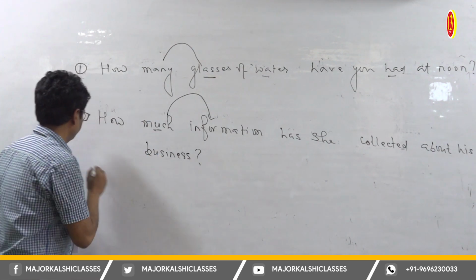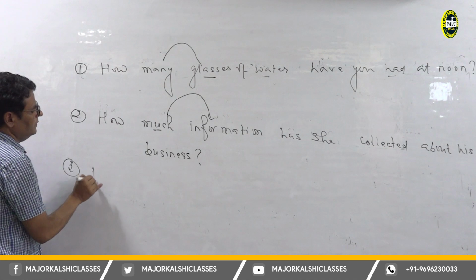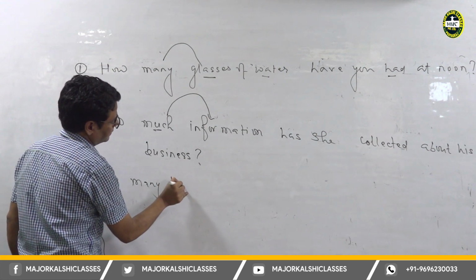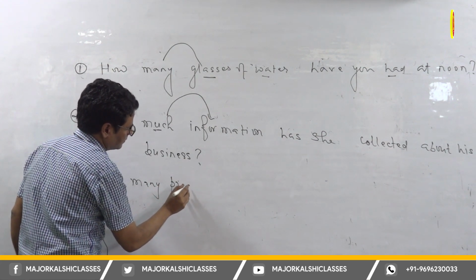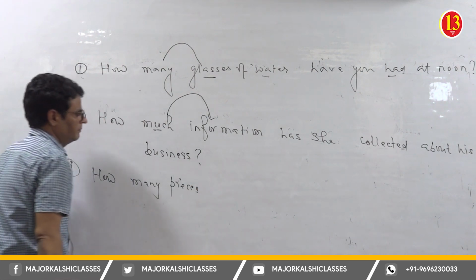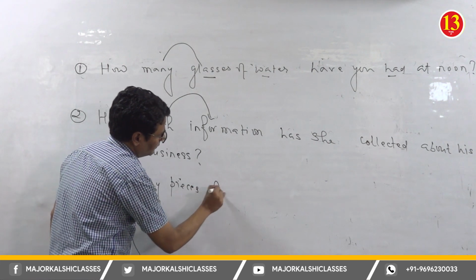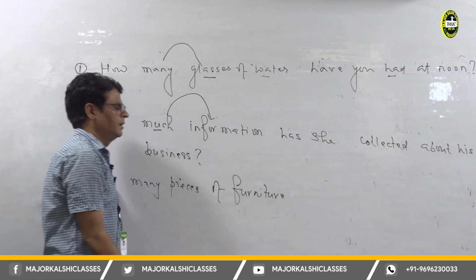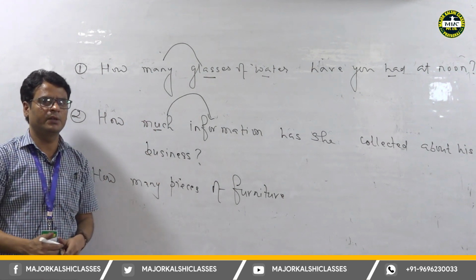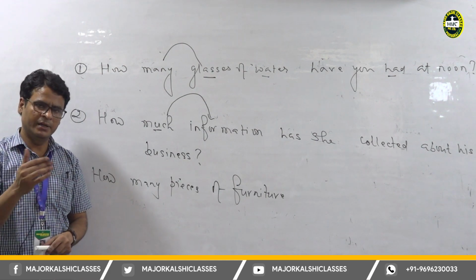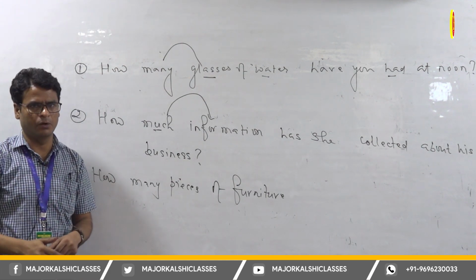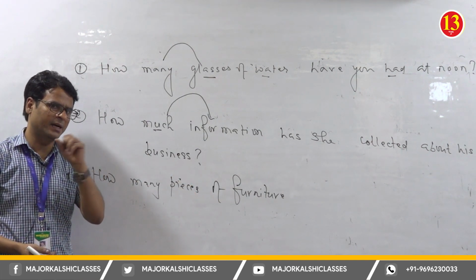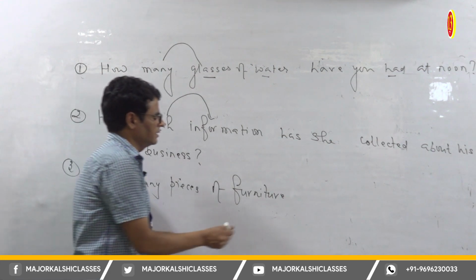This is your example. And the third example is how many pieces of furniture. Furniture is an uncountable noun, always remember, and I have used pieces of furniture in order to make it countable. We cannot say many furnitures. In order to make furniture countable, I have used pieces. Pieces, it is partitive. How many pieces of furniture?